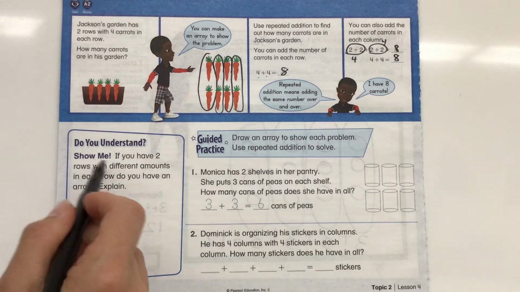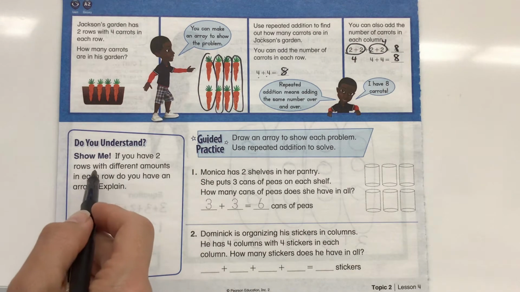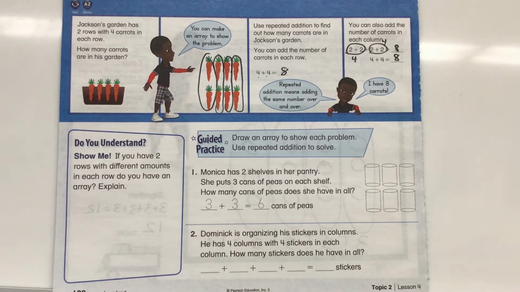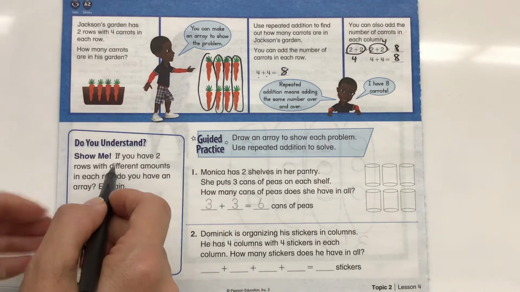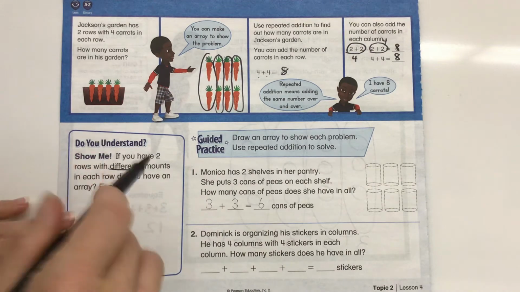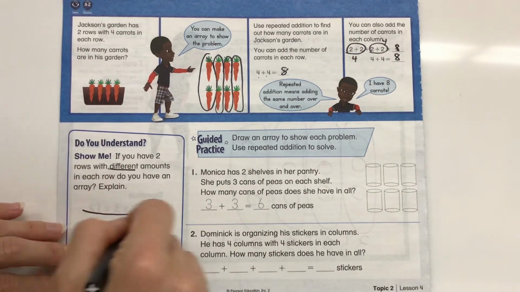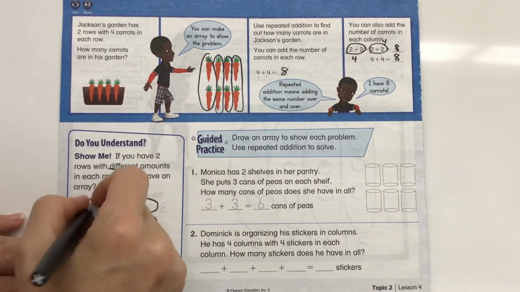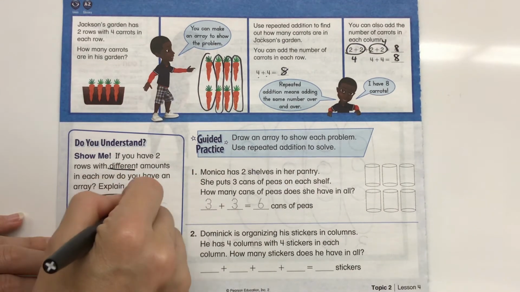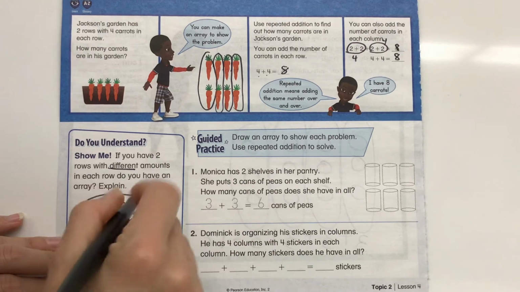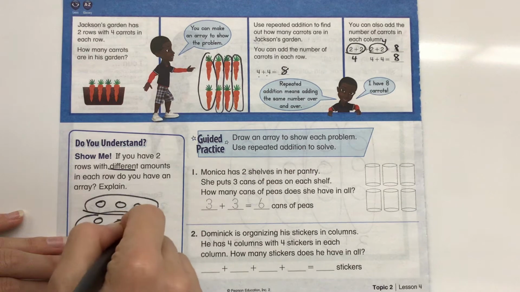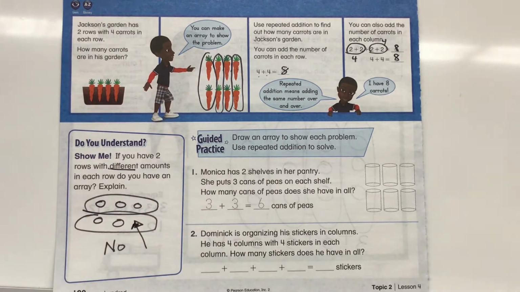So do you understand? Show me. If you have 2 rows with different amounts in each row, do you have an array? Well, I know an array is supposed to be equal amounts, and this says different amounts. So I'm going to say no, but I want to check it just in case. So I have 2 rows. 1 row, 2 rows. And I have to have different amounts. So I'm going to put 3 things in here. 1, 2, 3, and then I have 2 here. Yeah, this one's missing. So I do not have an array because it has to be equal on each side.